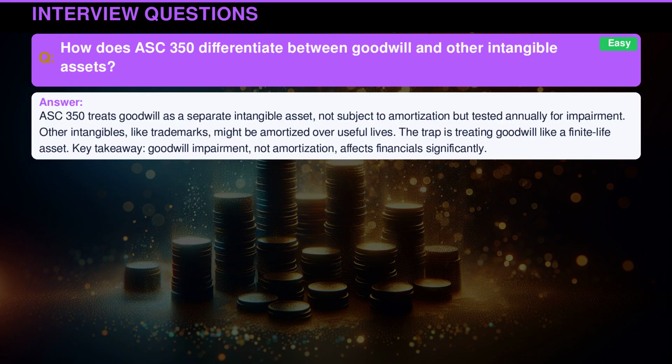ASC 350 treats goodwill as a separate intangible asset, not subject to amortization, but tested annually for impairment. Other intangibles, like trademarks, might be amortized over useful lives. The trap is treating goodwill like a finite life asset. Key takeaway: goodwill impairment, not amortization, affects financials significantly.